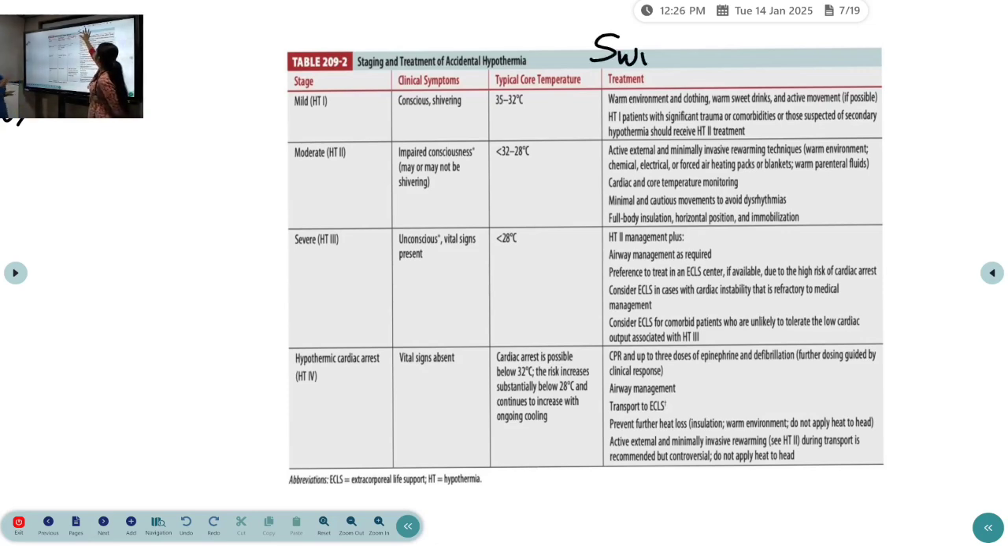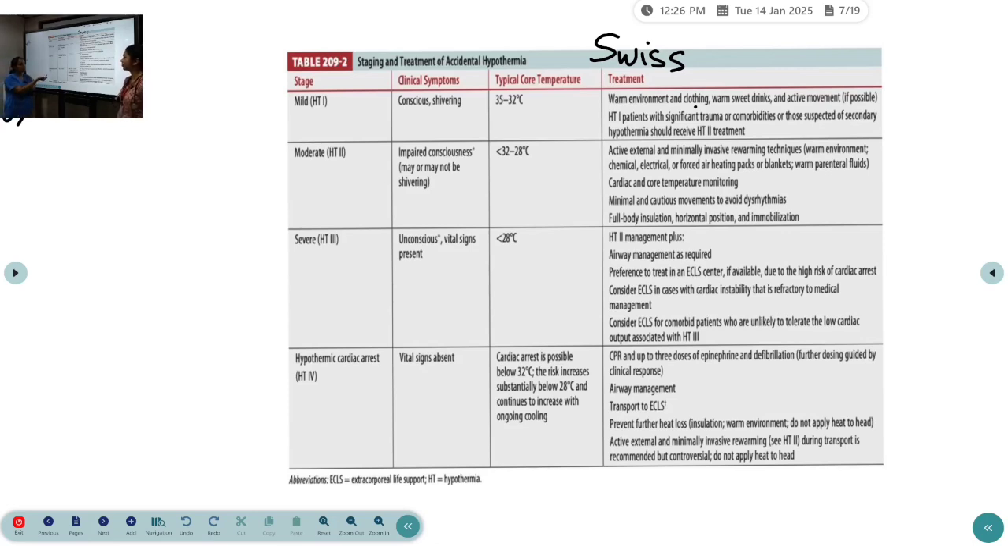So in mild hypothermia, the patient's clinical symptoms will be, the patient will be conscious and will be having shivering. The core body temperature will be between 35 to 32 degrees Celsius. So that is the first class. Then the second class is the moderate. Here the patient will have impaired consciousness and shivering may or may not be present, and the temperature will be less than 32, that is from 28 to 32.